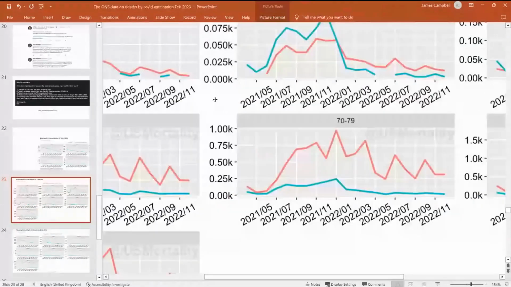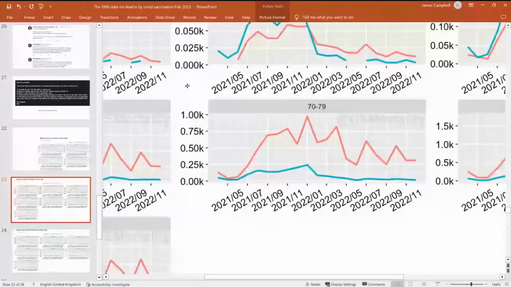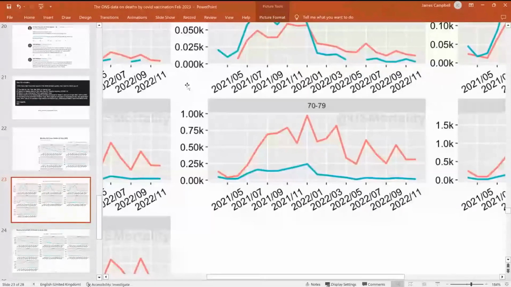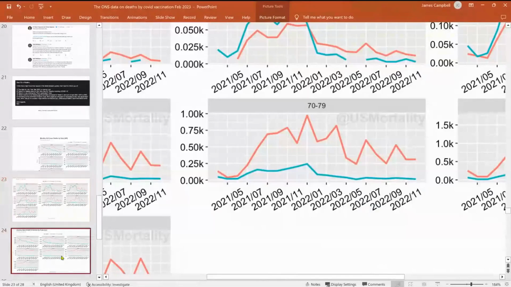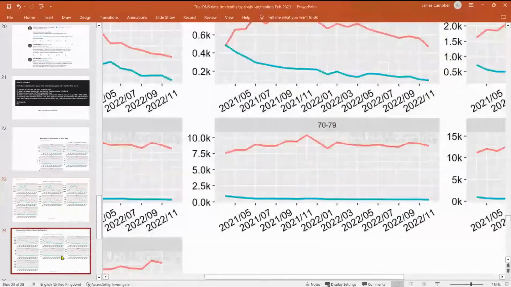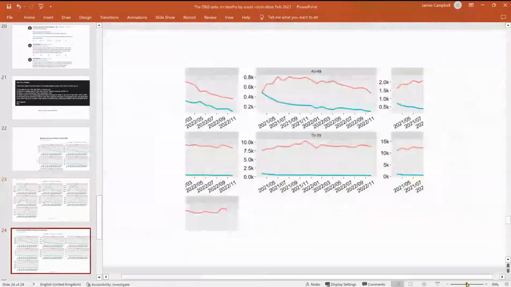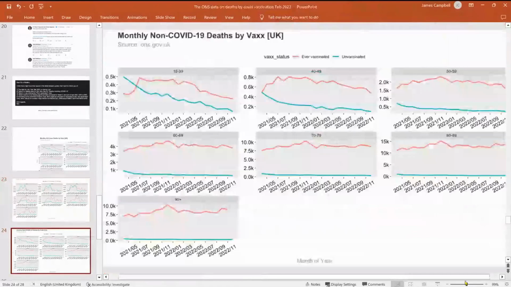And then you've got the non-COVID deaths. It's even more profound. Way more people are dying in the vaccinated than the unvaccinated. Yeah, way more. And again, you see that for the non-COVID deaths in the next slide. Now, of course, you need to take account of the fact that in those groups you've generally got more people vaccinated than unvaccinated.